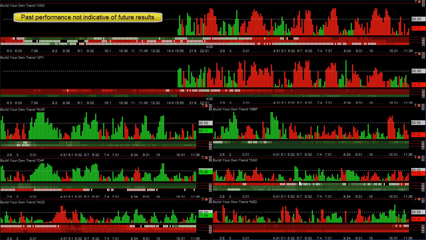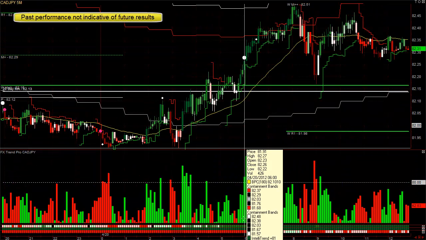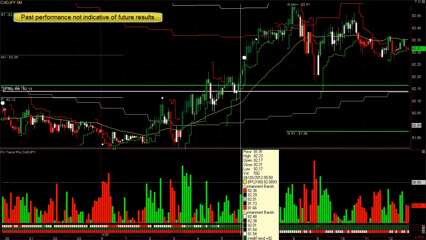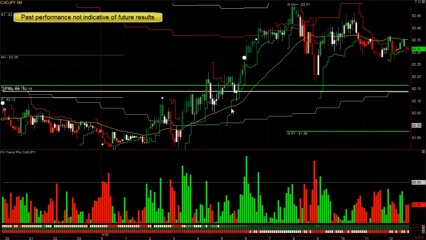Here's the CAD. You can see incredible momentum came in to this currency right here around 553. The yen is the weaker of the two because the daily trend's a lot weaker, the weekly trend's weaker. Therefore, you want to buy the CAD yen coming up to 6 o'clock. So here's 6 o'clock right here. 550 is on this bar.